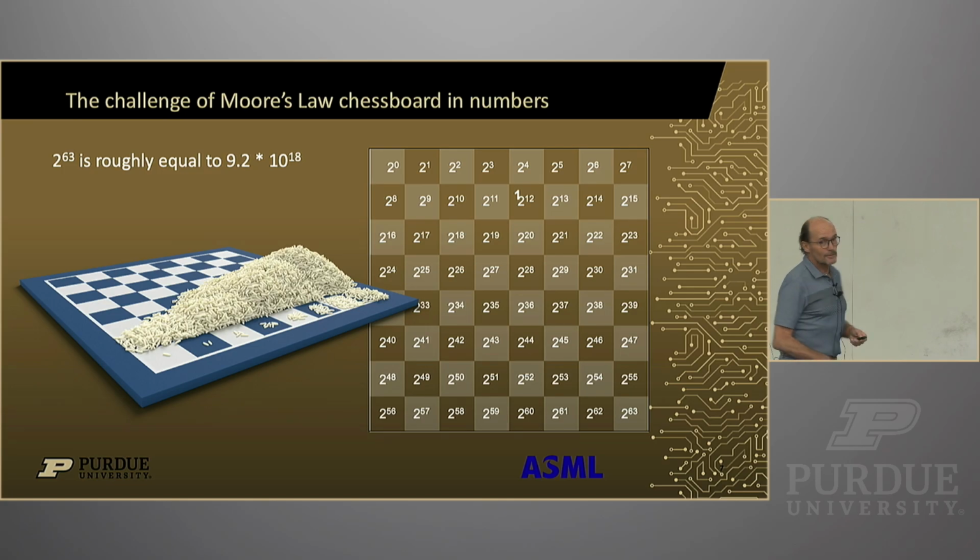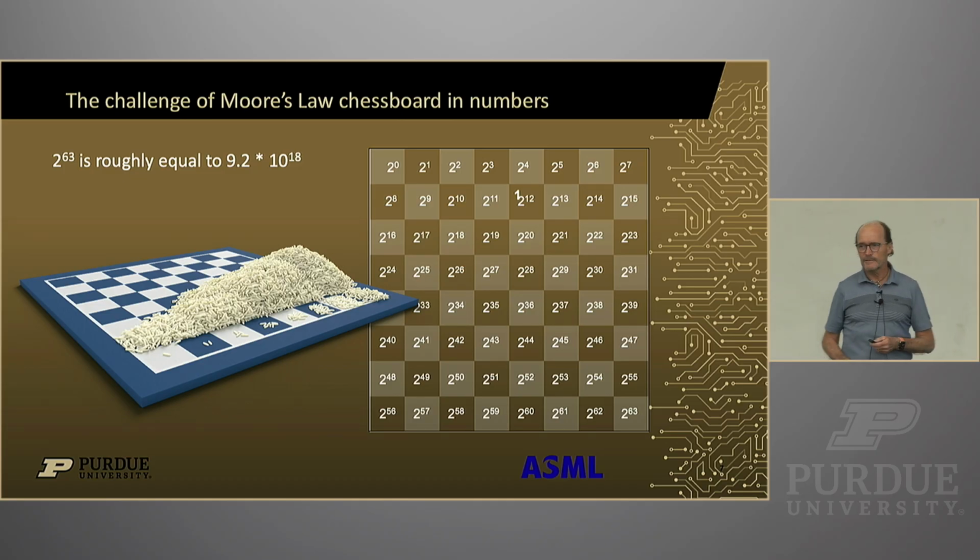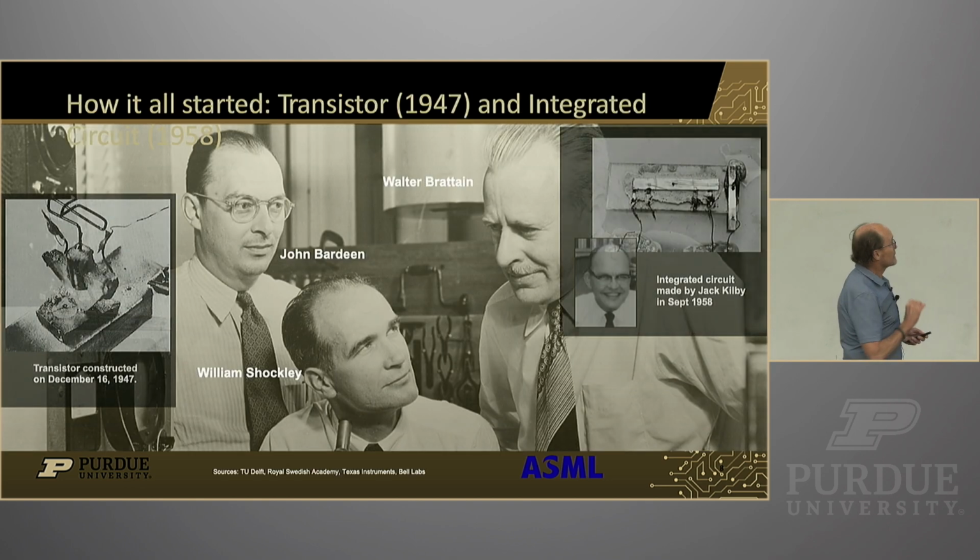By the time he gets to the 64th square, he will have to give about 9 times 10 to the 18th kernels of rice. Well, we're going to use this a little bit as an analogy for what happened with Moore's Law. And that first transistor was really in 1947.